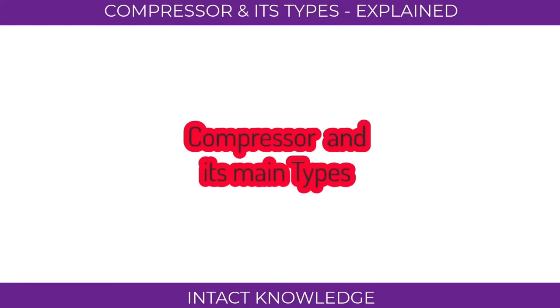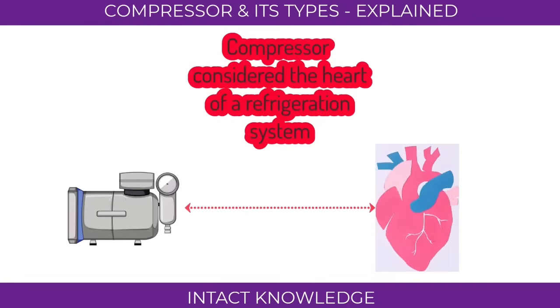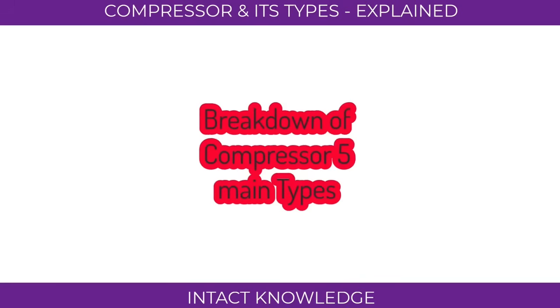The different types of compressors used in HVAC systems. Compressors are often called the heart of an HVAC system because they play a crucial role in compressing the refrigerant and facilitating the heat exchange process. So, let's break down the 5 main types of compressors you'll commonly encounter.